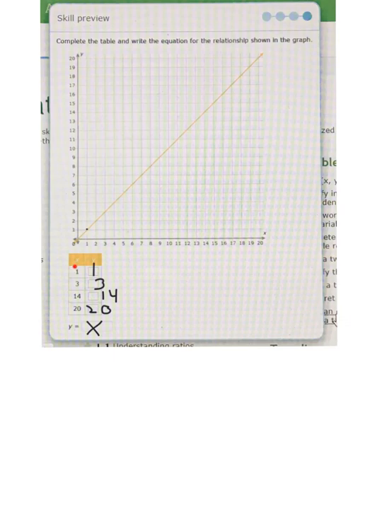If x is 1, y is 1. X is 3, y is 3, 14, 14, 20, 20. That's it. So just looking at the relationship and coming up with an equation.